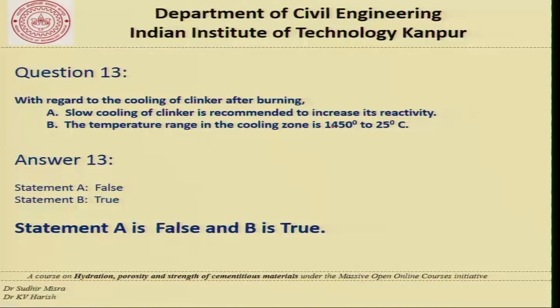So now if we look at this set of statements, slow cooling of clinker is recommended to increase its reactivity, and the temperature range in the cooling zone is 1450 degrees to 25 degrees centigrade. The second statement is true, but the first statement is false.